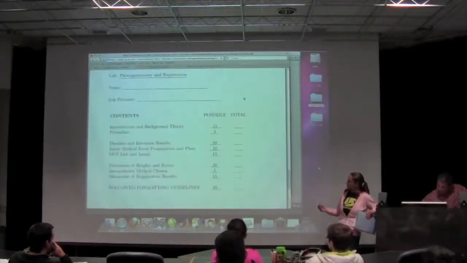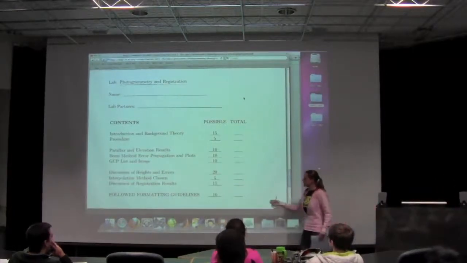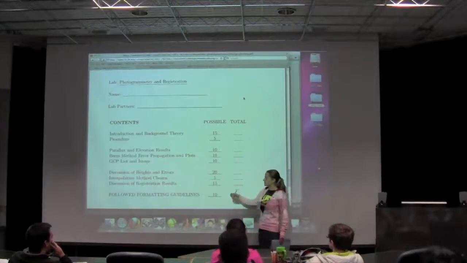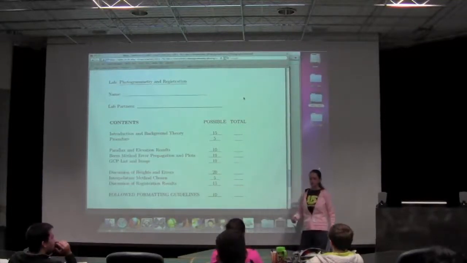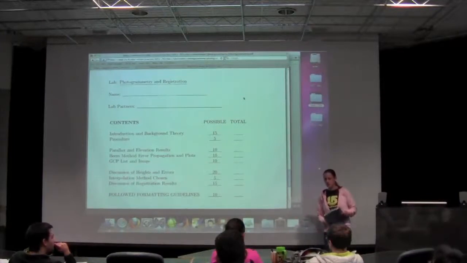And yeah, it's just a few sections, but it kind of shows you, like in this one, the discussion of the heights and the errors, you should probably talk about whether your errors were what you expected. Were they bigger or were they smaller? How did they vary? How did you get the heights? Just basic things like that. So just check that out. Make sure you look at that.